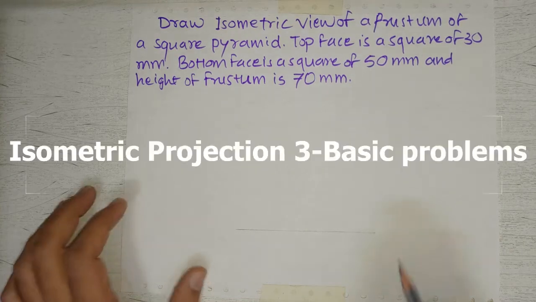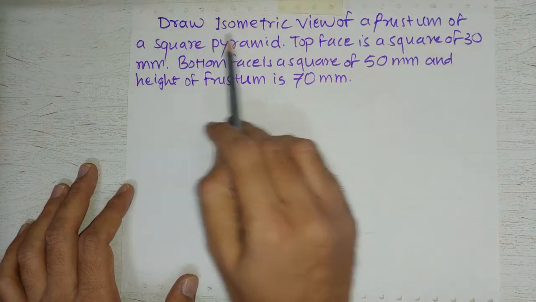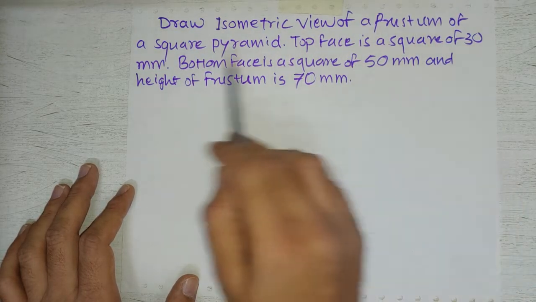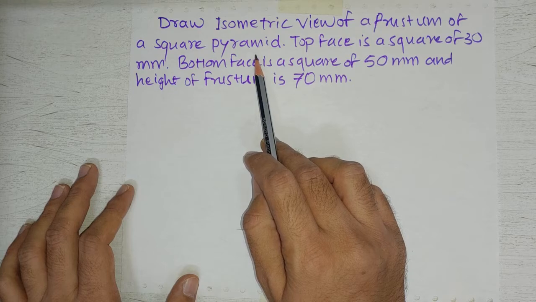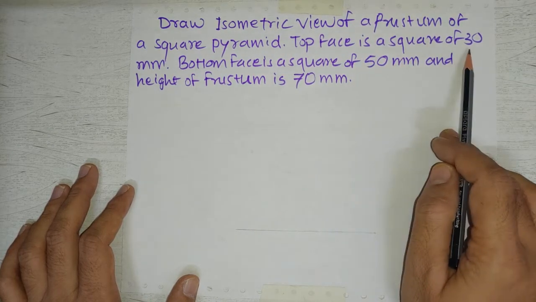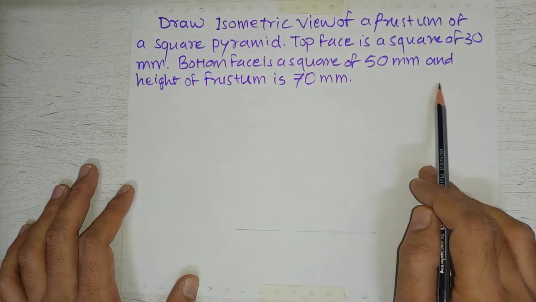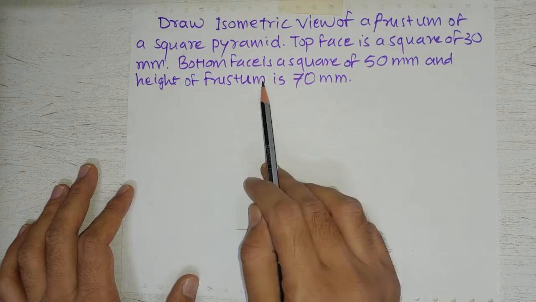Okay, so let's start with the next problem, and that is isometric view of a frustum. Problem statement says, draw isometric view of a frustum of square pyramid. Top face is a square of 30 mm, bottom face is a square of 50 mm, and height of frustum is 70 mm.